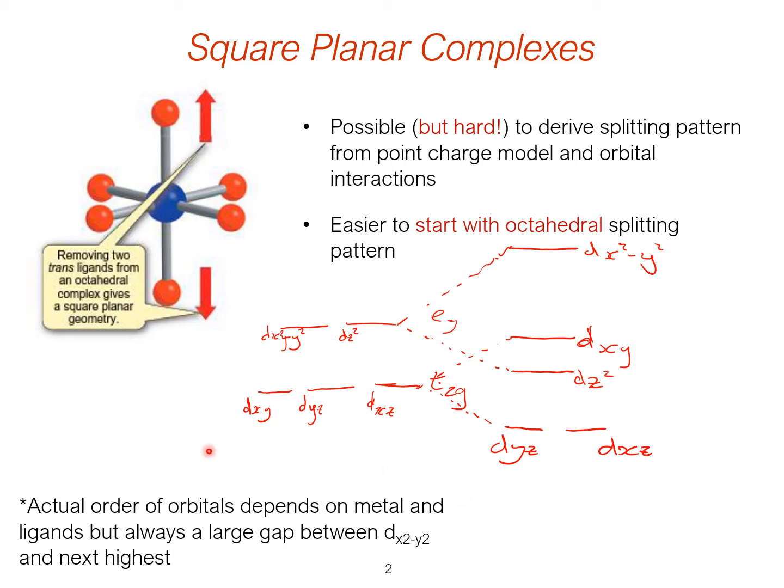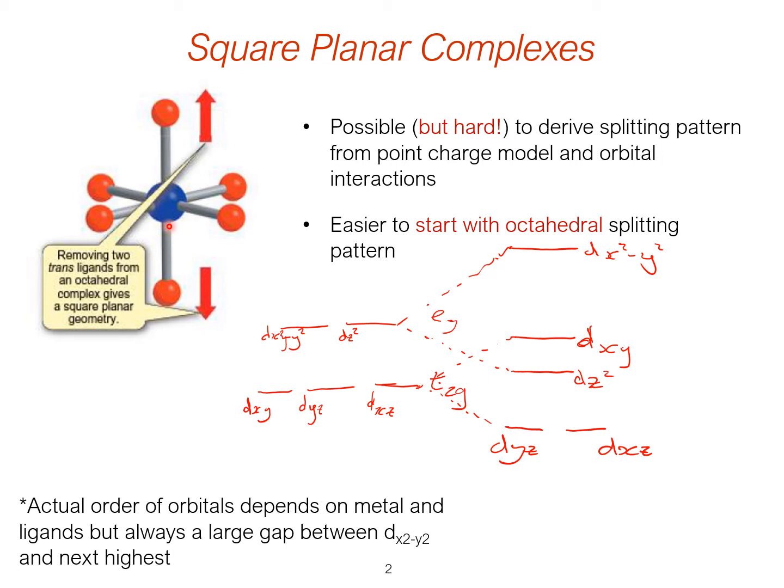I've got a note here with the star. This is super important to know. The actual order of the orbitals does depend on the metal and the ligands. I've drawn it this way, and this is quite a common way to draw the crystal field splitting pattern for a square planar complex. However, these two certainly can be the other way around, so it's important to know that it can change, but what's always certain is that there's a large gap between the dx squared minus y squared and whatever is the next highest in energy.